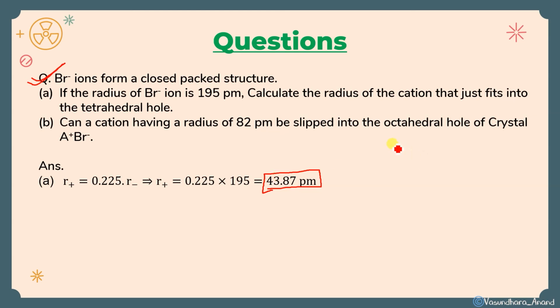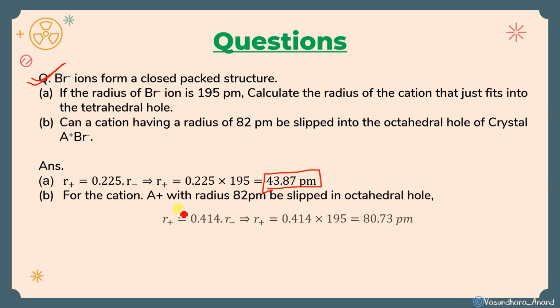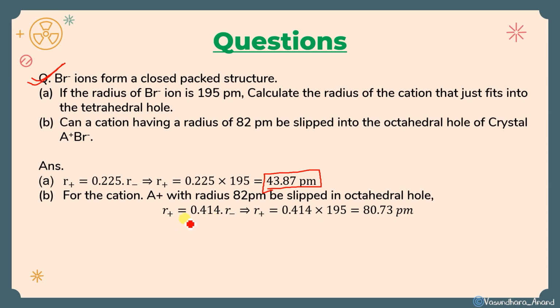So we know the formula. For the octahedral hole we know that R plus will be 0.414 R minus, isn't it? This is the radius ratio formula. So just put R minus as 195 picometer. You put it and you will get 80.73. That is, whatever hole is present, its maximum size is 80.73.